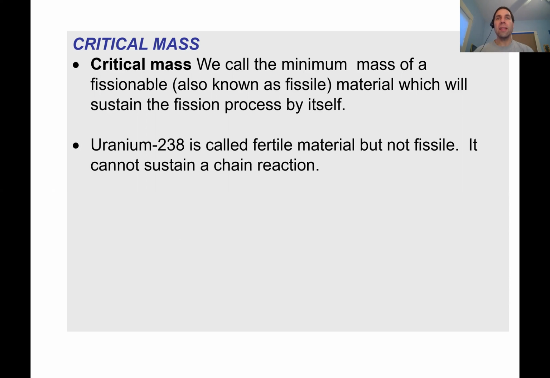Okay, so if you have less than that mass, you're not going to have a critical mass. It's going to be subcritical, and you're not going to sustain a chain reaction. If you have more than the critical mass, then you will not only sustain the chain reaction, but you might actually accelerate that chain reaction.